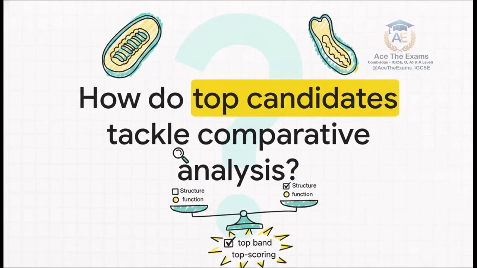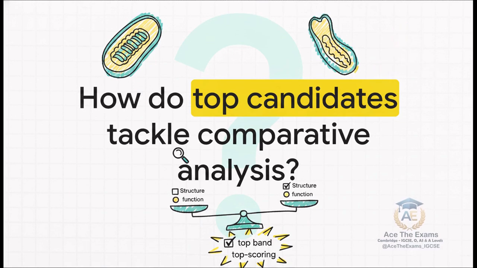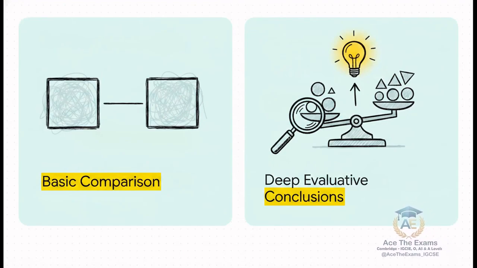All right, let's test this framework right now. Pause for a second and just predict, if you get a comparative analysis question about chloroplast structure versus another cellular structure, what must your answer actively include to hit that top band? Like, what actually separates a decent candidate from a top-scoring one? The difference is honestly staggering.